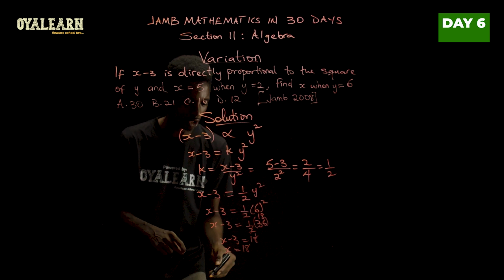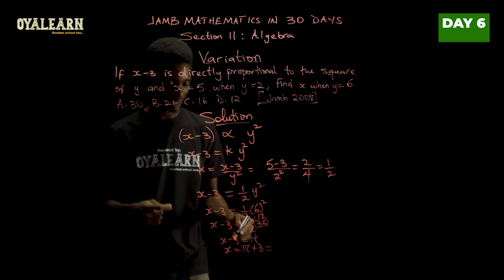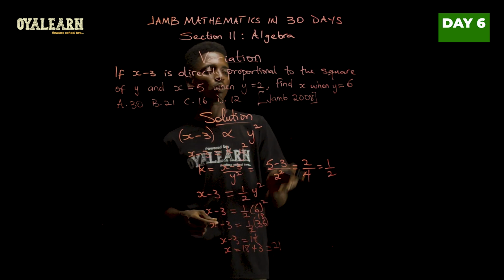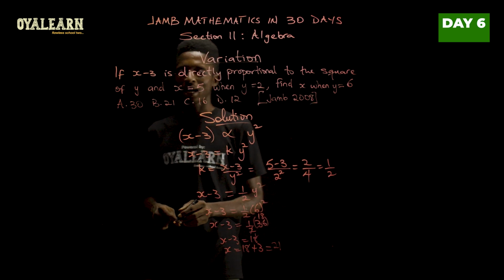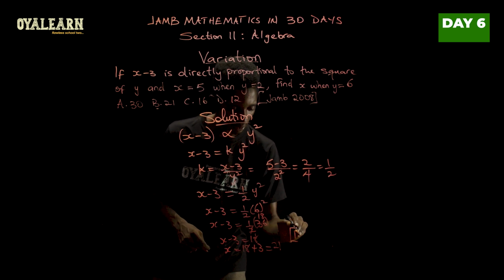Which implies that x will be 18 plus 3, since when minus 3 comes to the other side, it becomes plus 3. And 18 plus 3 gives us 21. So x would be 21 when y is 6, and the option for 21 is option B.